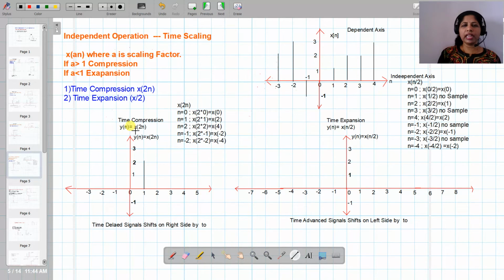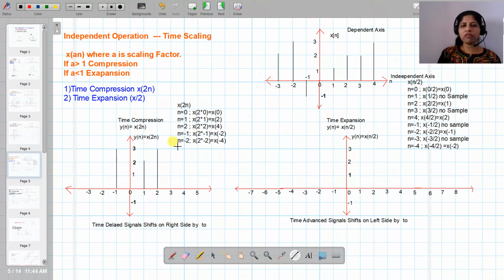Okay, next, when n is equal to 2, y of 2 is equal to x of 4. So what is on x of 4? The sample is equal to 3, which is on y of 2. In the same way on the negative side, what is y of minus 1? It is x of minus 2. So we select here y of minus 1 is equal to, with the amplitude 3.